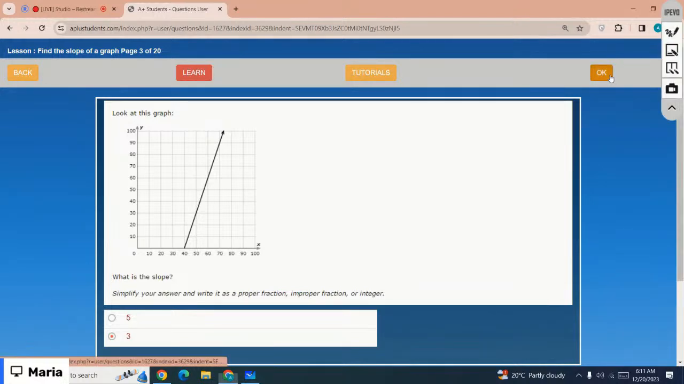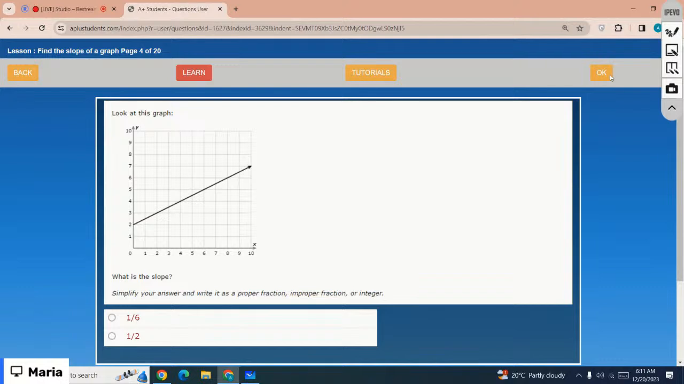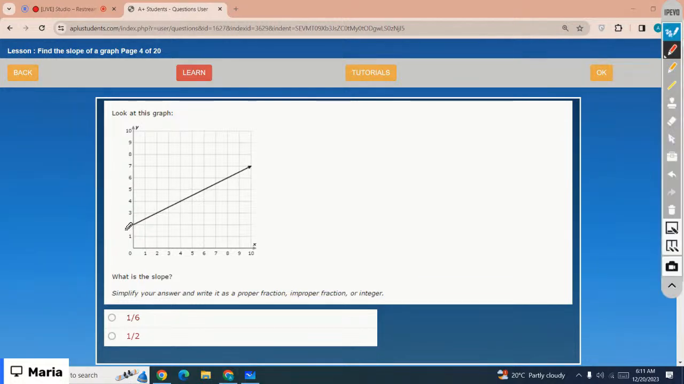Okay, the next one is: look at this graph. What is the slope? So which is the correct option? Let's select any 2 points and draw a triangle like this. Change in y is 1 and change in x is 2. That would be 1 over 2.